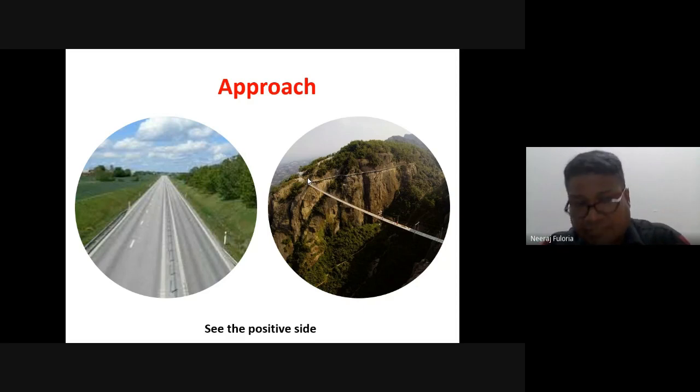In the left-hand side image, when we are standing, dancing, roaming, we don't see what is happening on our left and right. But when we are in the right-hand side image, we see how deep it is. If I fall from here, what will happen? Please stop all those approaches. Be positive. See the positive side of things.